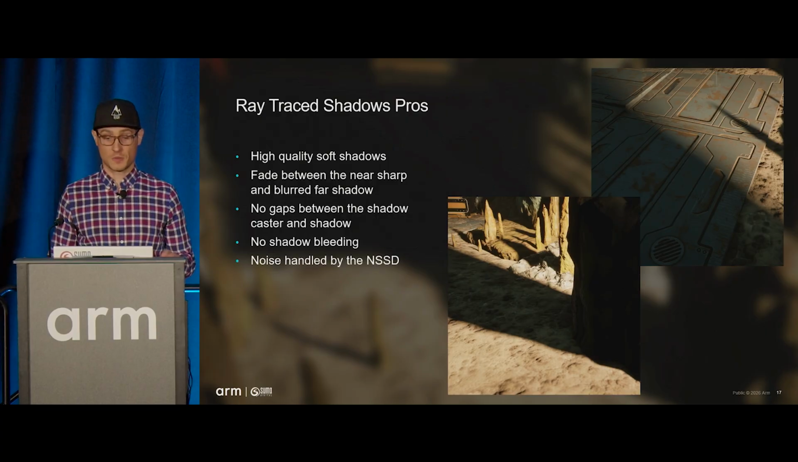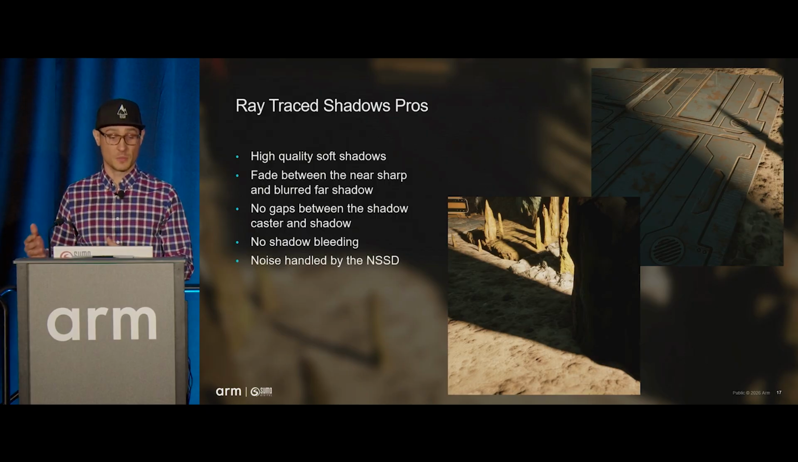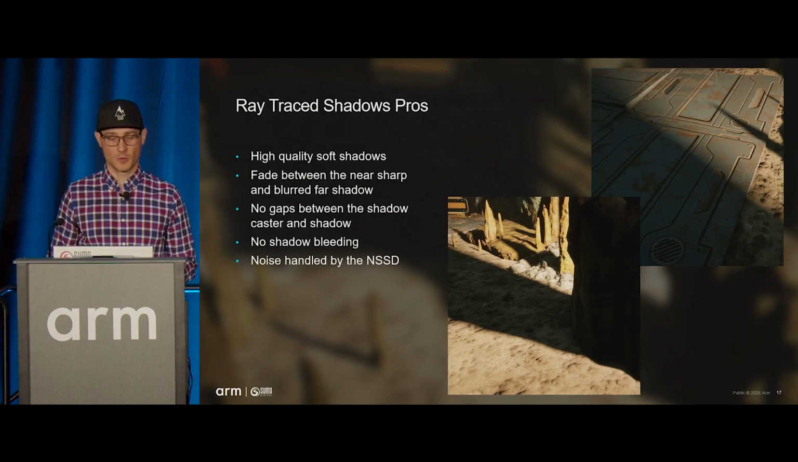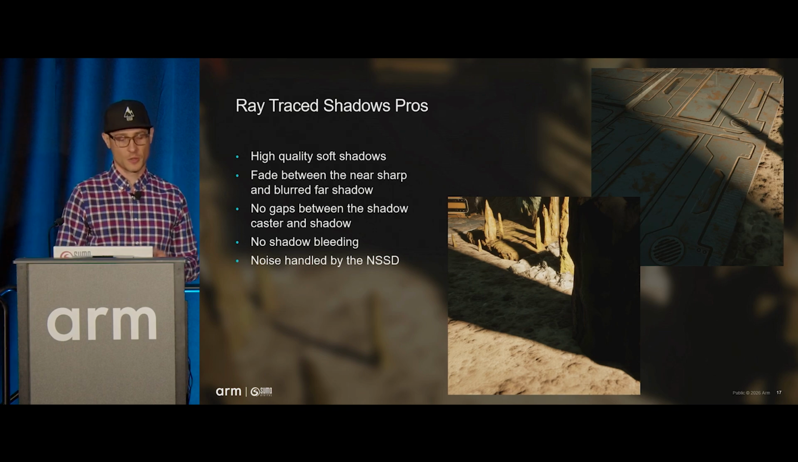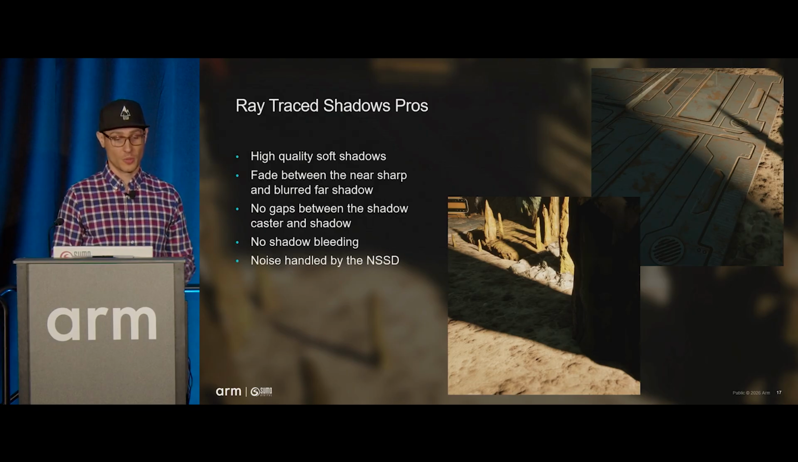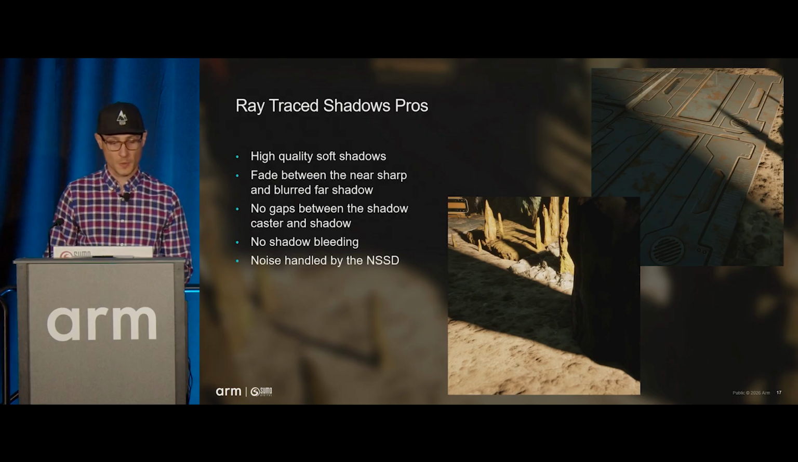Ray traced shadows, they just work great. And the biggest advantage is the high quality soft shadows that are precise and beautiful, also at a big distance. We can also achieve this nice blend between the sharp shadow near the shadow caster and then a more blurred shadow in the distance. And we can also avoid those common problems of the default Unreal Engine cascade shadow maps, like gaps between the shadow caster and shadow, or shadow bleeding.